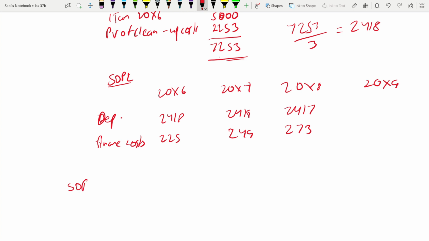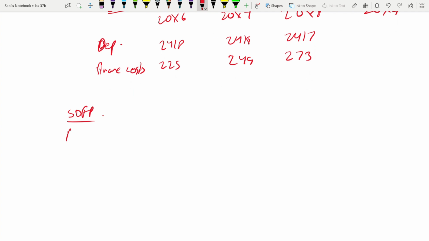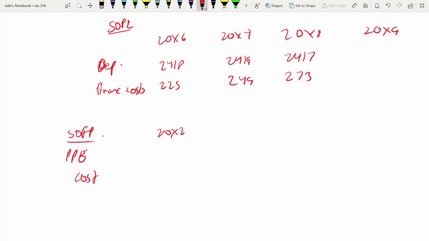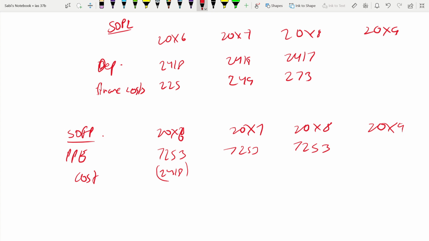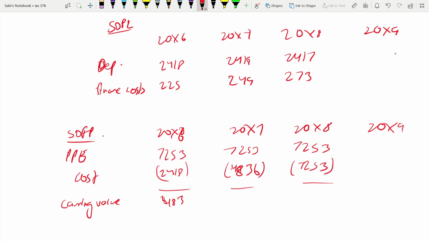That's it. Statement of financial position. Here only the PPE will go. Cost, 2006, 2007, 2008, 2009. Same 7253. It will be 7253. Here the depreciation will be 2418. You add this year's with the second year, it becomes double, 4836. This year's depreciation you add up with the third year. Accumulated depreciation, right? Depreciations are accumulating. So carrying value, 4,835, 2417, nil. What about the liabilities?